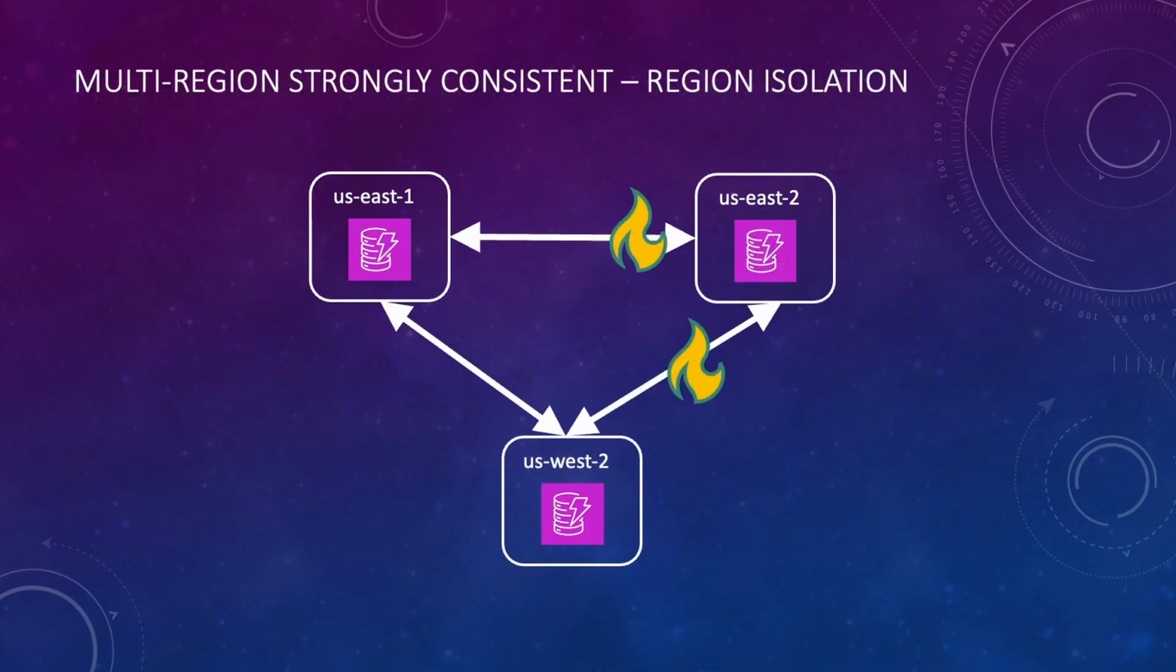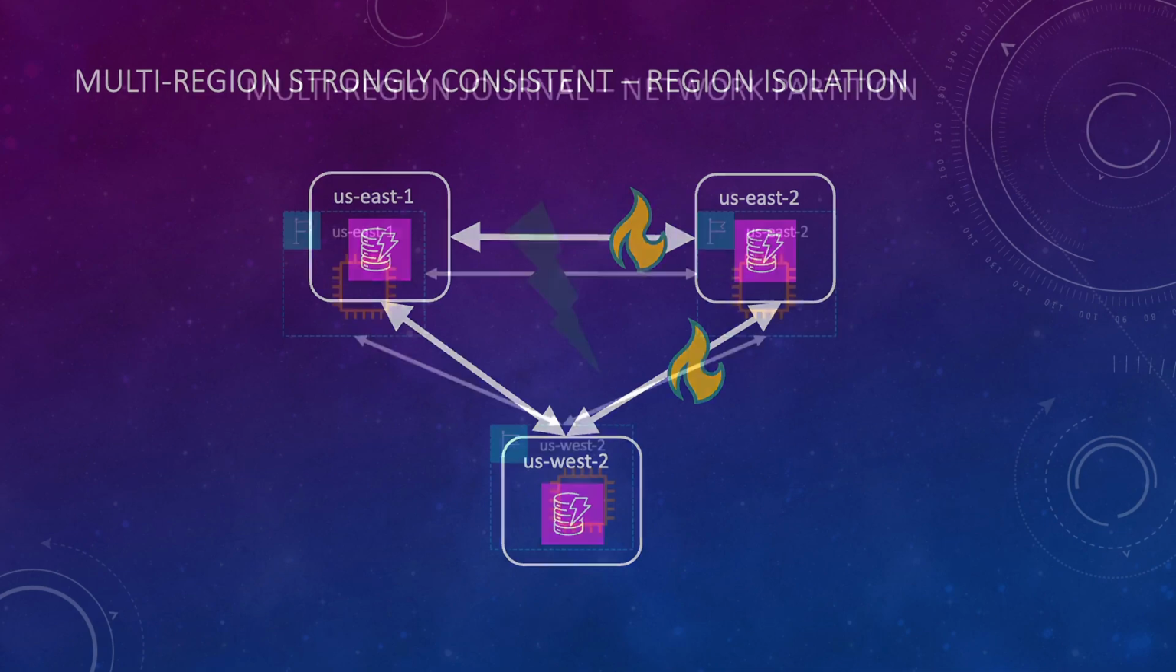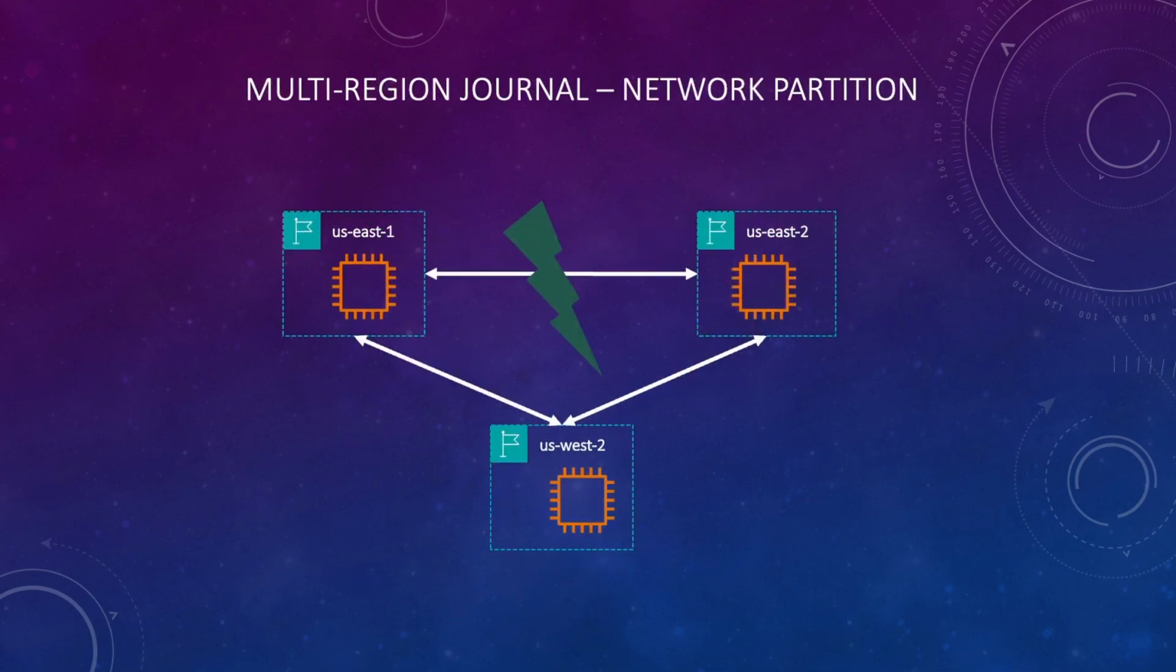If a single region is isolated, that region won't be able to serve strongly consistent reads or writes. It'll be able to serve eventually consistent reads. It's still fine. The other two regions will still work fine because the multi-region journal is the mechanism for replication of data. But the super interesting scenario is a network partition between, let's say, US East 1 and US East 2. All things will work normally. You would be able to do strongly consistent reads and writes in all the regions.